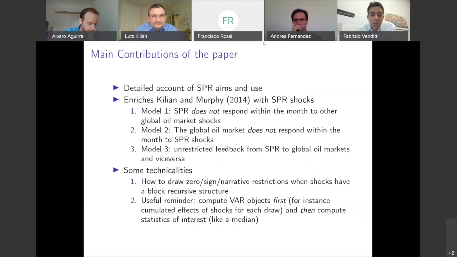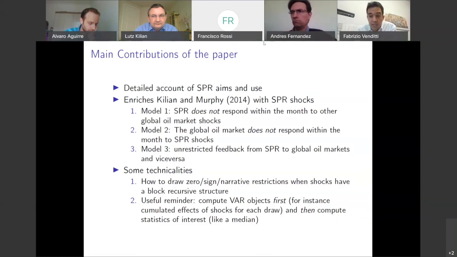And there are 3 different models. One in which SPR does not respond within the period to other shocks in the global oil market. There is model 2 in which the global oil market variables do not respond within the period to SPR shocks. And then there is model 3, which is more general in a sense: there is unrestricted feedback between SPR and the rest of the model.